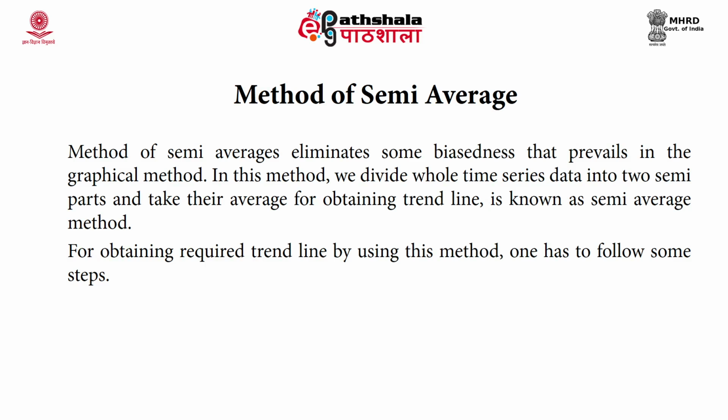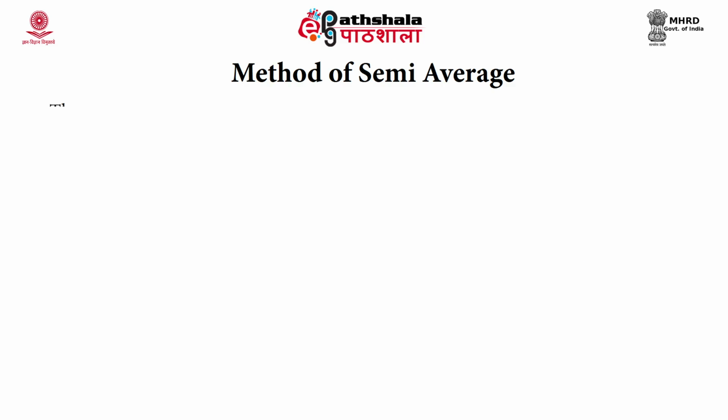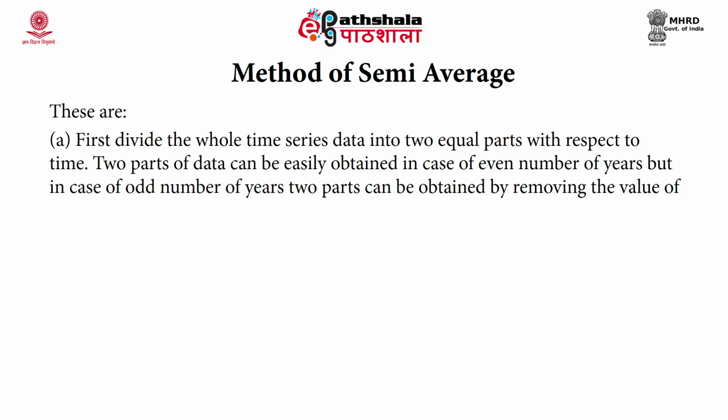For obtaining the required trend line by using this method, one has to follow some steps. These are: first, divide the whole time series data into two parts with respect to time. Two parts of data can be easily obtained in the case of an even number of years, but in case of an odd number of years, two parts can be obtained by removing the value of the middle year, that is the median.